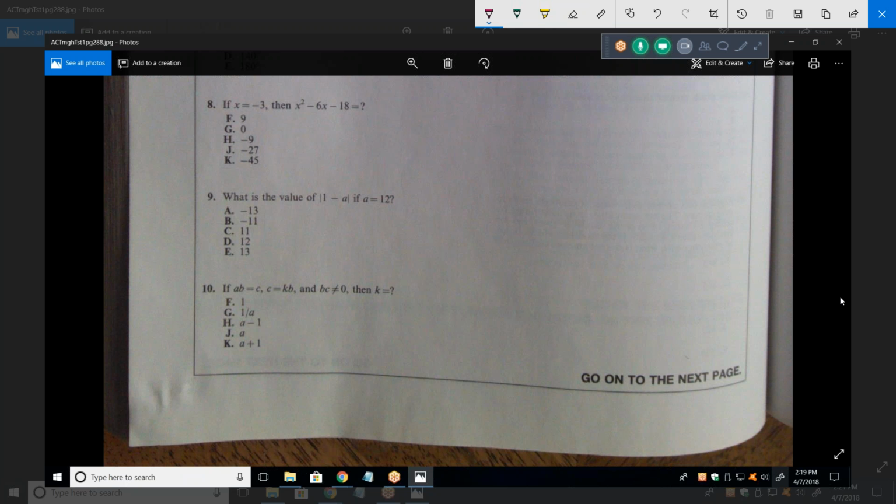So this thing becomes -3 quantity squared. What's the rest of it? -6 with parentheses -3. And then -18. Now, what I'm going to suggest is you always do it this way. Never, ever do any of the math in your head. In other words, just do the direct substitution and then simplify.